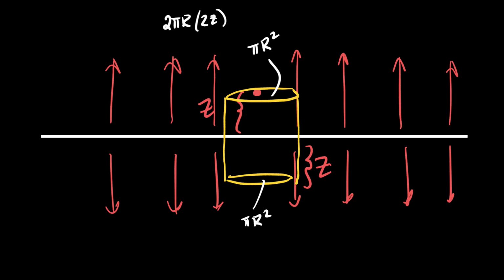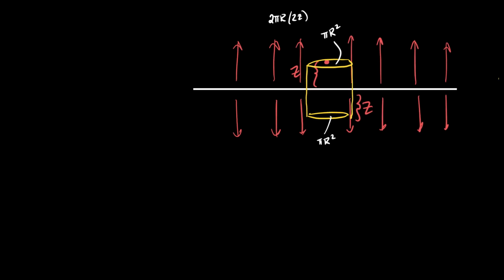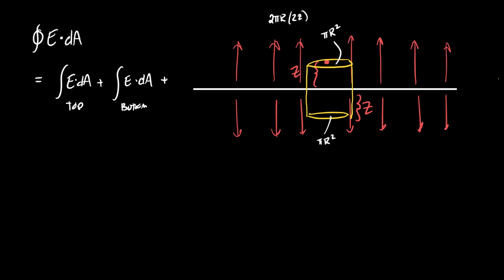Now, step 3 is to start assembling our flux. The first thing I'm going to notice is that I can take the total flux and break it up into the flux that passes through the top, plus the flux that passes through the bottom, plus the flux that passes through the sides. That all work for everybody? And we've already had a verbal argument that the sides will go to 0.